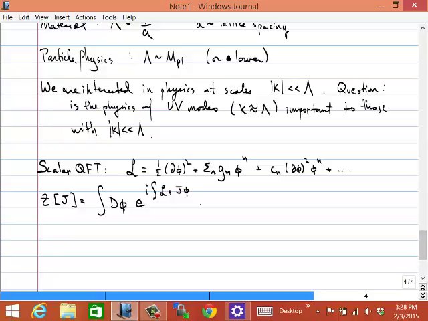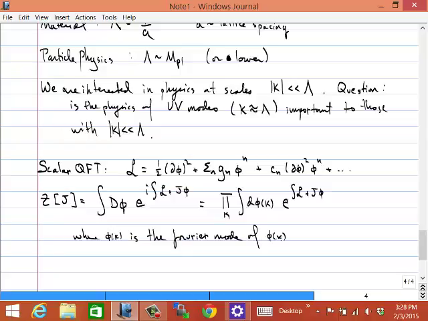So I could certainly write this integral as the product over all momentum modes k times the integral d phi of k, where phi of k is the Fourier mode of our field phi of x, times e to the i times L plus j phi, where phi of k is the Fourier mode at momentum k of our field phi of x.